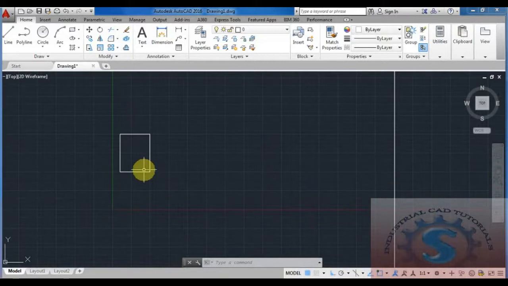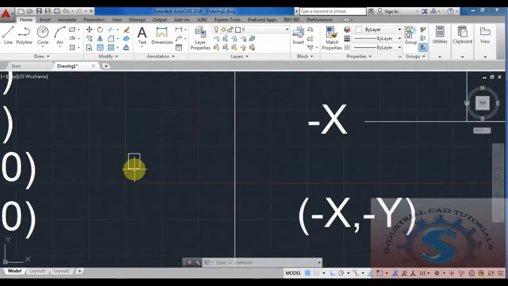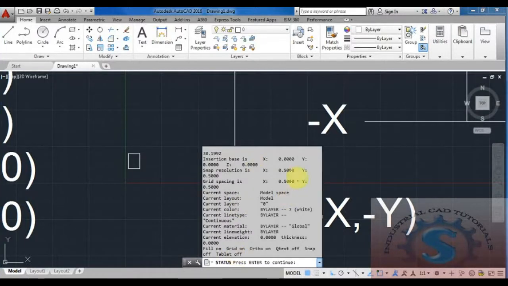These are the basic coordinate systems to develop any AutoCAD drawings. I will explain the relative coordinate system and the polar coordinate system in this video.